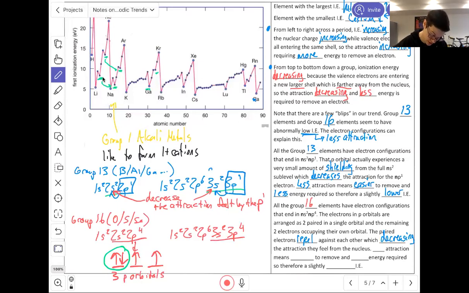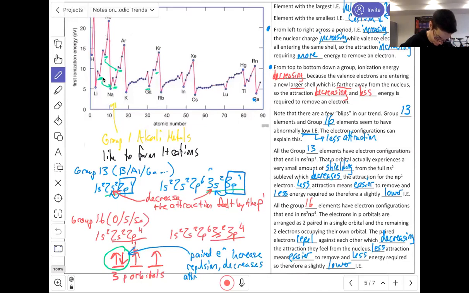So if you have decreased attraction, so less attraction means easier to remove, less energy required, and a lower ionization energy. Okay, so it is these paired electrons. So paired electrons increases repulsion, decreases attraction. So that explains that little blip there.